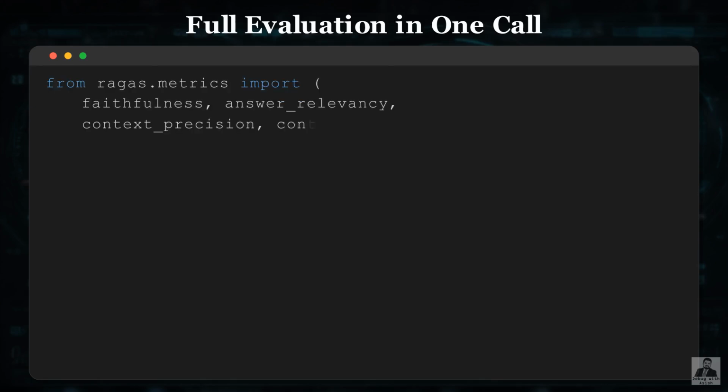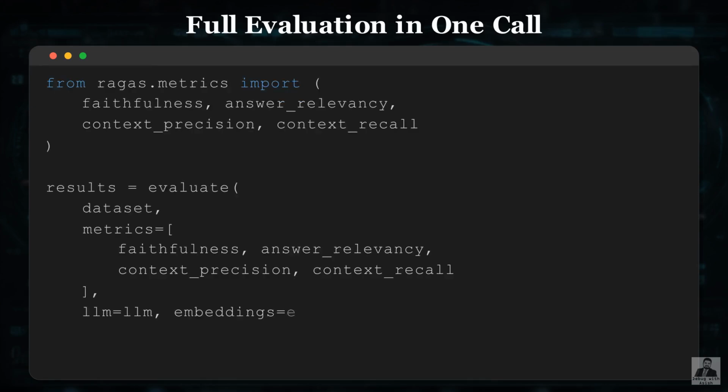You can run all 4 metrics in one evaluate call. Calling to pandas on the result gives you a data frame with 1 row per question and 1 column per metric. This makes it easy to spot which questions scored poorly and trace back exactly what went wrong for each one. Run this before and after every change to your pipeline so you have a concrete before and after comparison rather than a subjective impression.